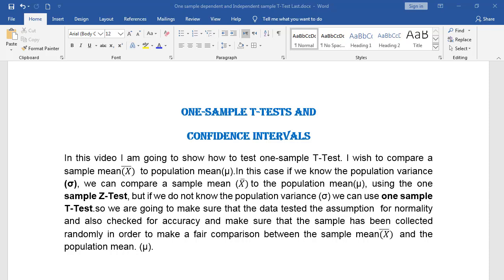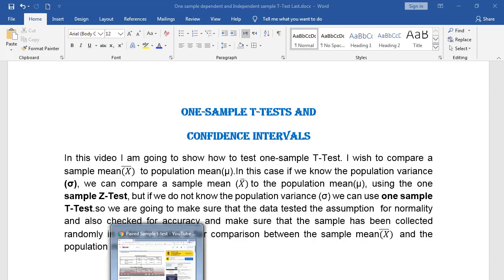So we are going to make sure that the data tested the assumption of normality and also checked for accuracy, and make sure that the sample has been collected randomly in order to make a fair comparison between the sample mean x bar and the population mean.